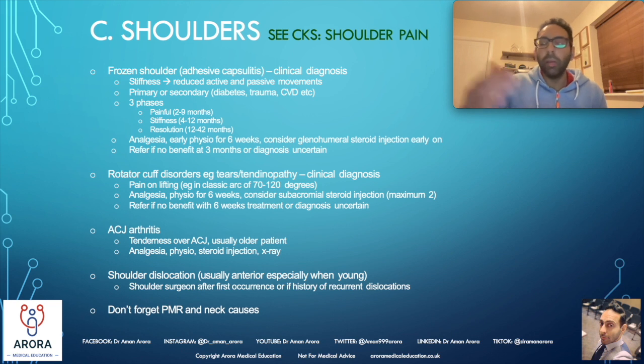So PMR, polymyalgia rheumatica: stiffness, bilateral, history of, or links with temporal arteritis type symptoms. Make sure you spot that in a question. And, of course, referred pain. A lot of joint pain is not from that joint itself. So look out for anything in the question that talks about the neck, for example, or history of neck problems.